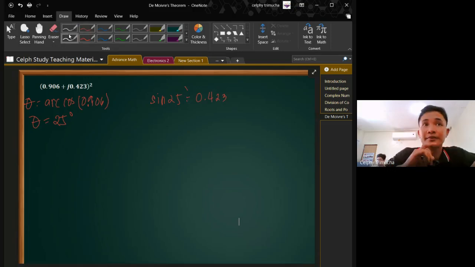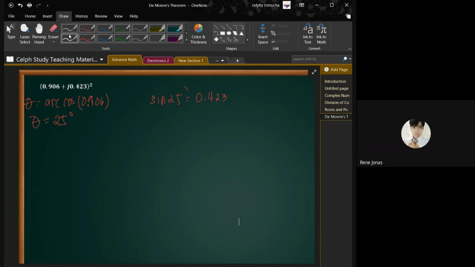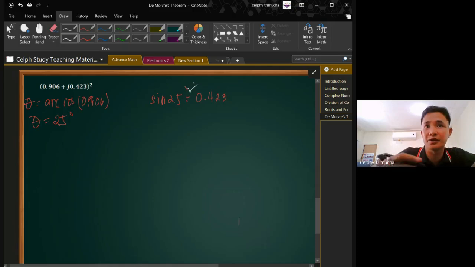What is the value of your sine of 25? Check it, sir. So we have 0.423. So this is correct. So we will use the value of your angle, 25 degrees. Our given is 0.423.